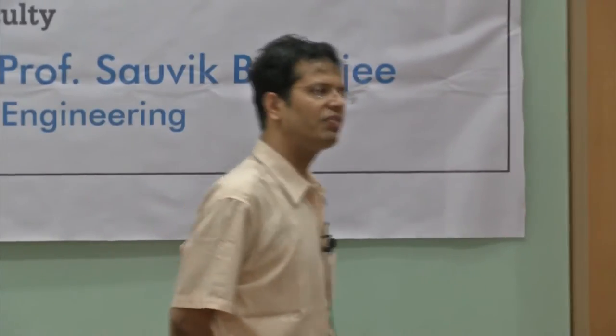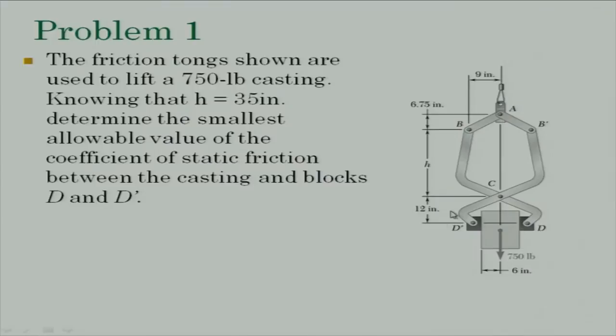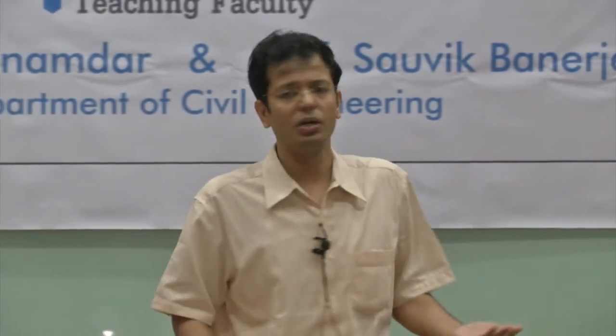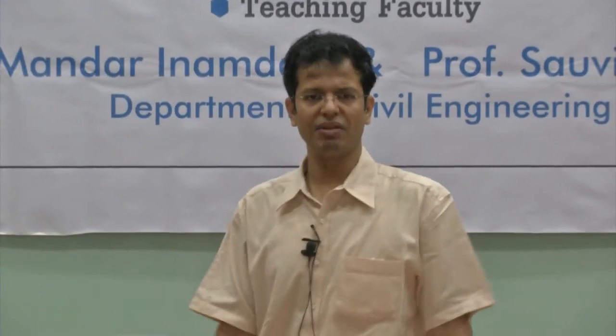Can you tell me what will be the friction at D? 375? Perfect. So how do we get that 375? If you take the equilibrium of this small block here, then by symmetry, the friction force, which is acting upwards, now friction force has to act upward here, will be equal to how much? This 750 divided by 2. So we also get the friction force here.